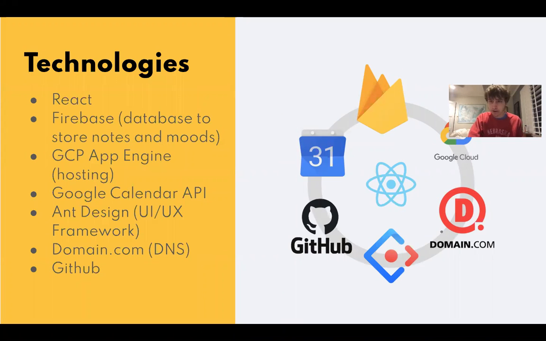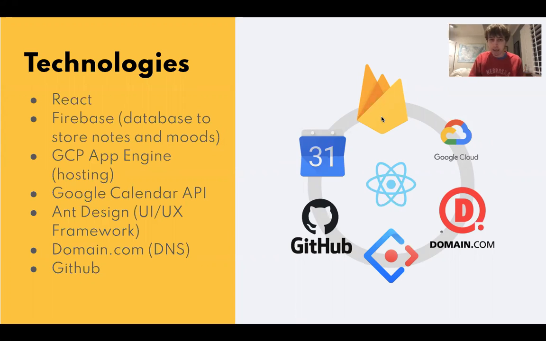So we used a number of technologies in order to implement this. Most of the front end was all done with React. We used Firebase for the back end to store the notes and the moods. The site is hosted on GCP App Engine. We use the Google Calendar API in order to display the calendar events, and that uses Google OAuth 2 in order to sign in and get access. All of the UI UX design was built on the Ant design framework. And we use domain.com for hosting DNS, and all of our code is on GitHub.